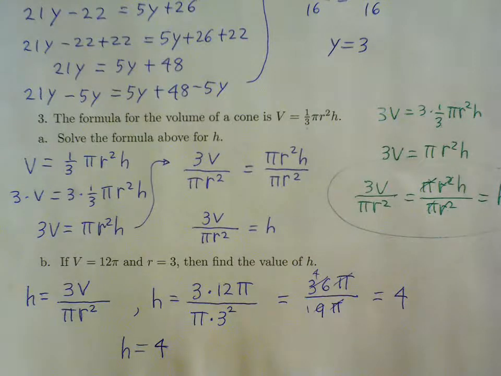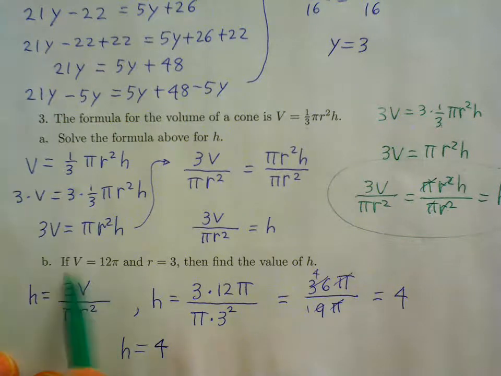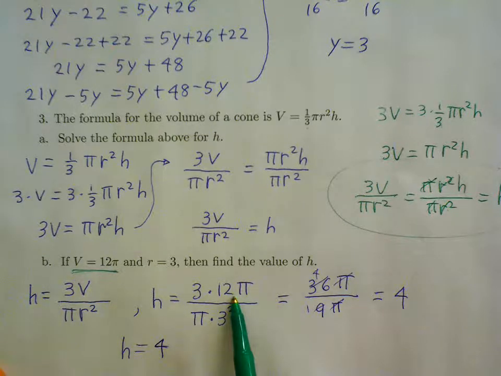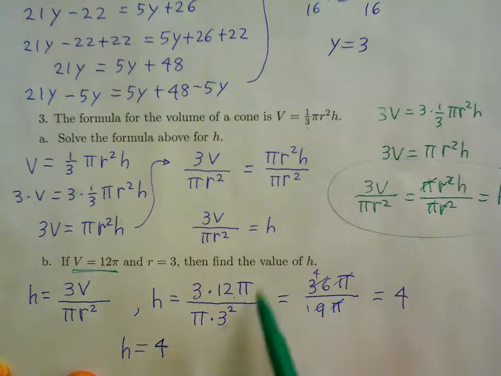In part B, if you begin with the solution in part A, h equals 3 times V divided by pi r squared, and if V is equal to 12 pi, then we have 3 times 12 pi divided by pi times 3 squared. Well, the pi's cancel. Pi divided by pi, and 36 divided by 9 is 4.